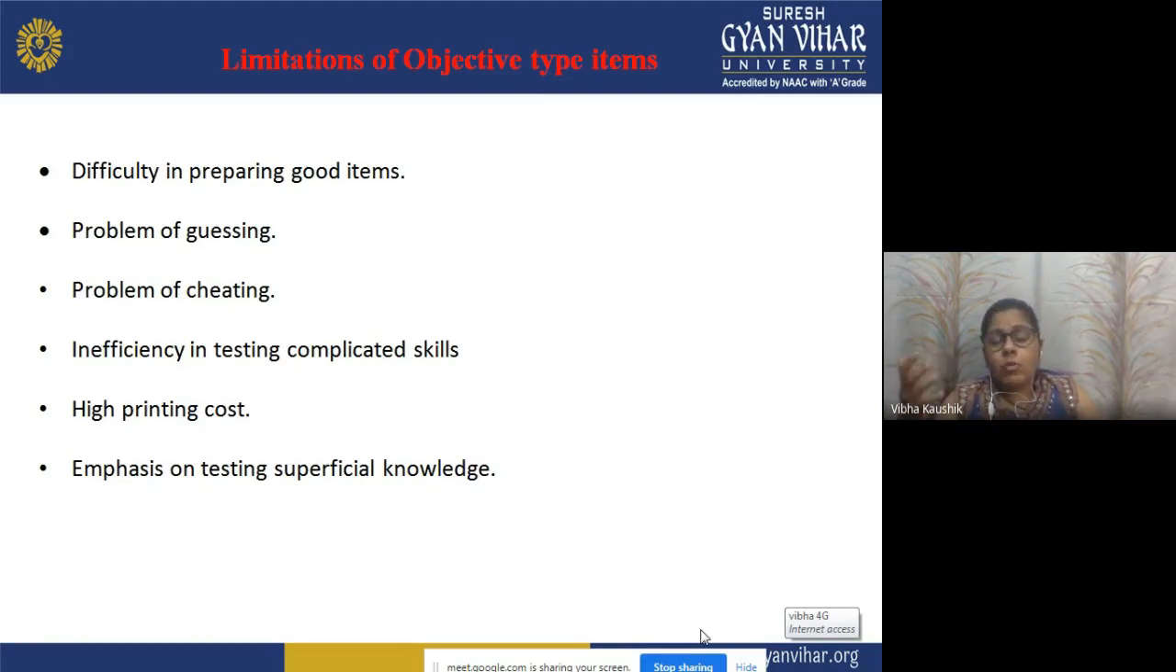So then what will happen? The printing cost will definitely increase. Emphasis on testing superficial knowledge.